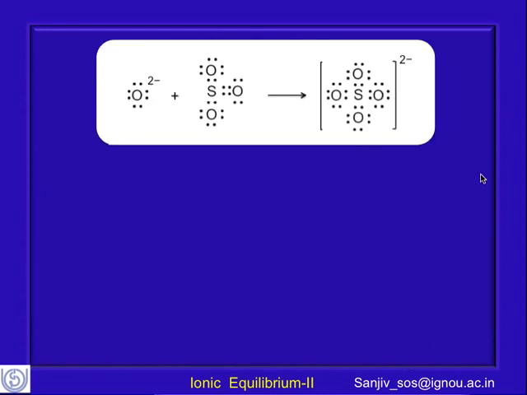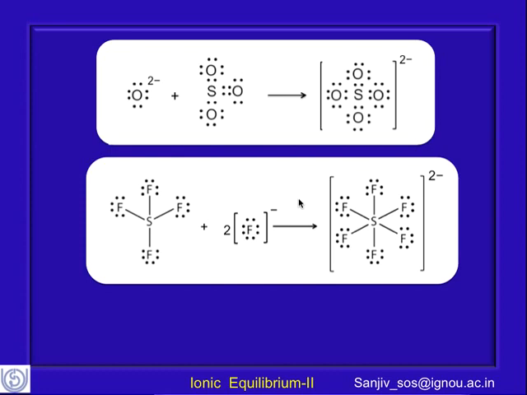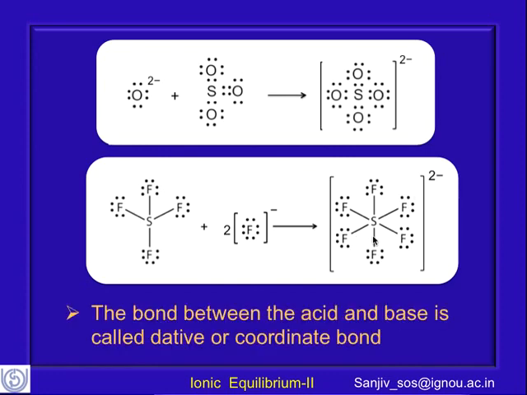This is another example. We have the oxide ion and SO3, which gives you SO4 2 minus. There is a vacancy here, so this lone pair of electrons comes and is accommodated over here. Similarly here also, SF4 and 2 fluoride ions can be accommodated here. What you get is the structure of SF6 2 minus. As I just mentioned, the bond between the acid and base is called a dative or coordinate bond, and the species we get as a consequence of this bond formation is called an adduct.